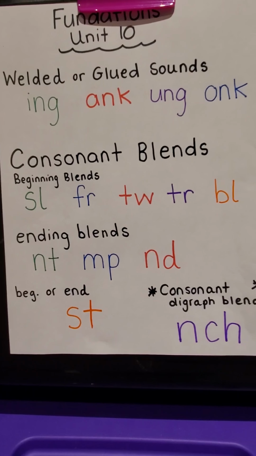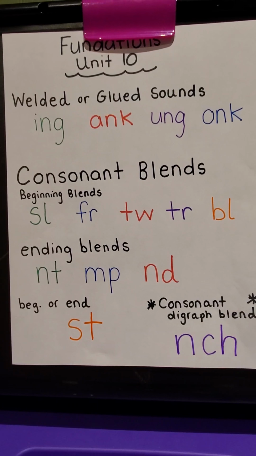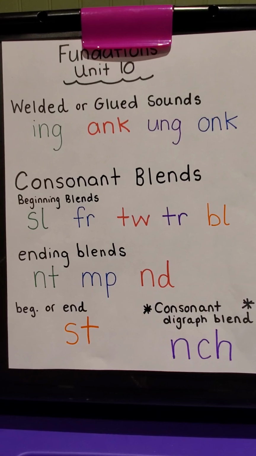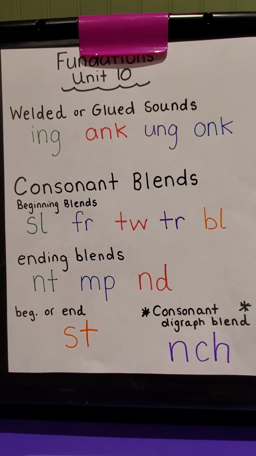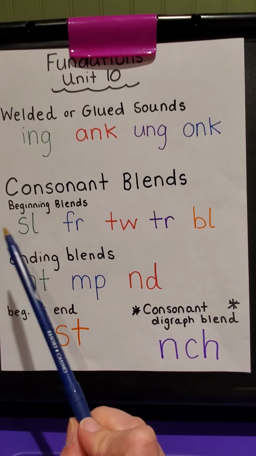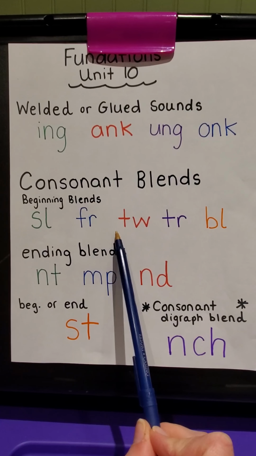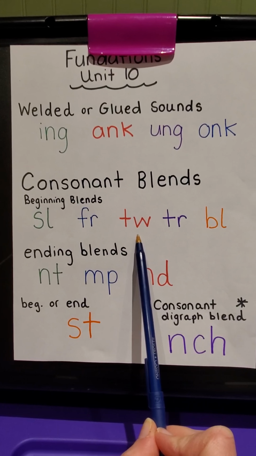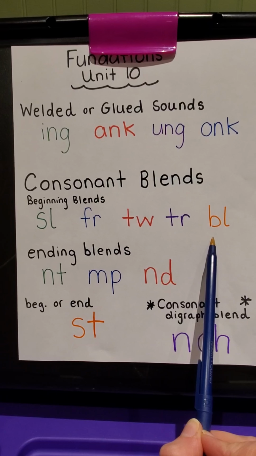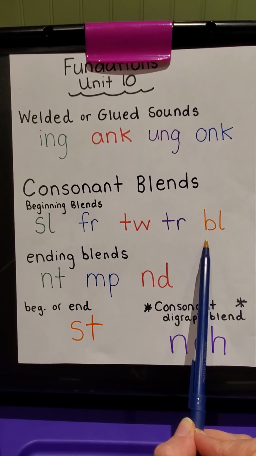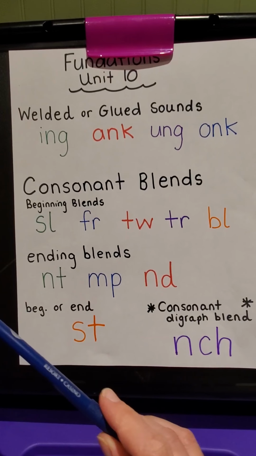Okay, moving on to our consonant blends, where we have two consonant letters that come together to make a sound, or they blend together. The first ones you see there are beginning blends. So we've got SL says sl, FR says fr, TW says twa, TR says tr, and BL says blah. Those blends come in the beginning of a word. You'll never see them at the end of a word.